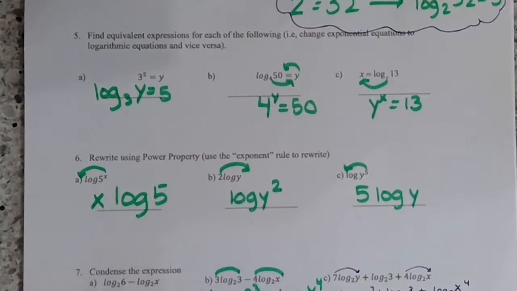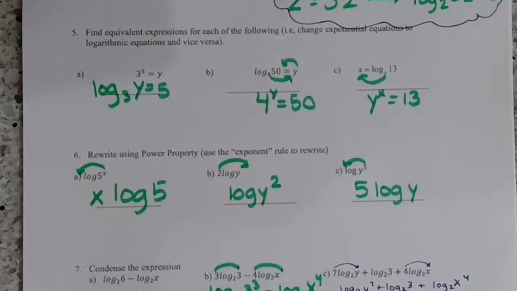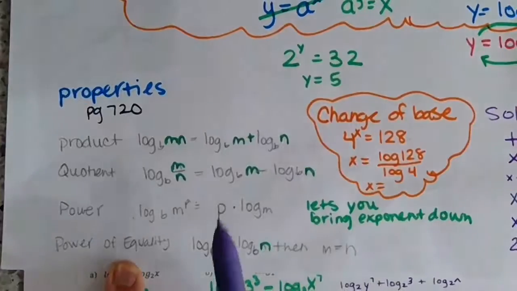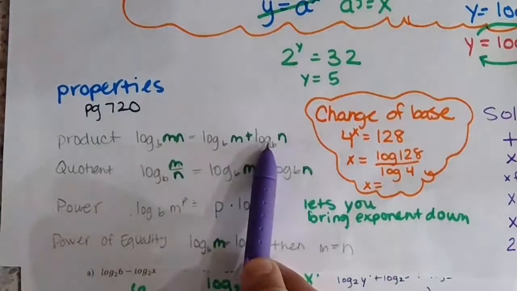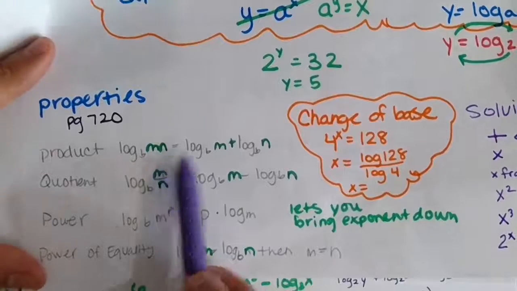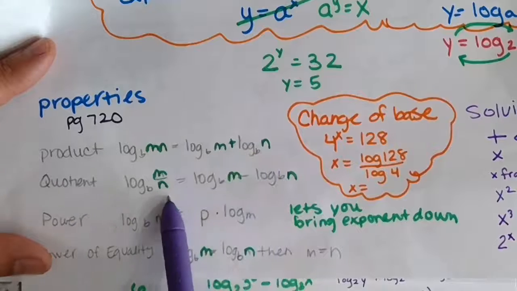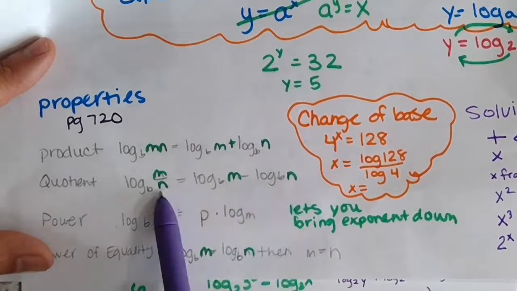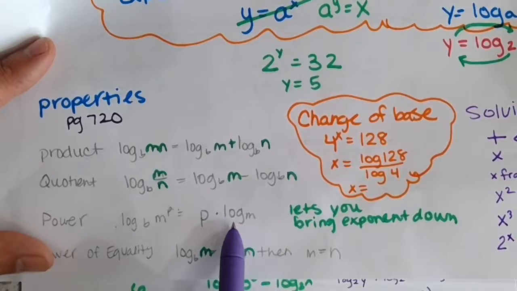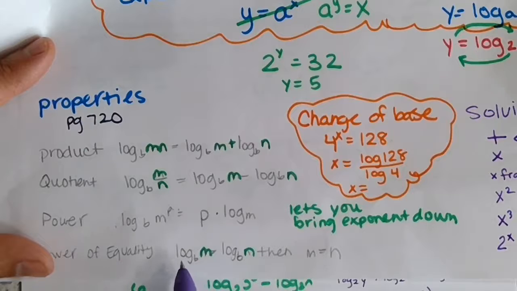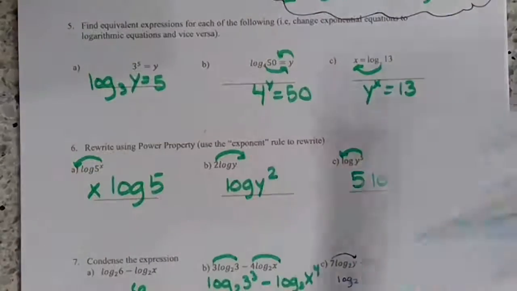Now, these properties are probably the most useful when you go to solving equations, and that's going to be all of these right here. It says if you have two things that are being added, you can simplify it and just multiply those two if you have the same base. And you can actually go both ways. You can expand it or condense it. If you have two things that are being subtracted, you can just rewrite it as a division problem. If you have an exponent, you can bring that exponent down in front. We just did that. And then if you have log base of m equals log base of n, then you can say m and n are equal.